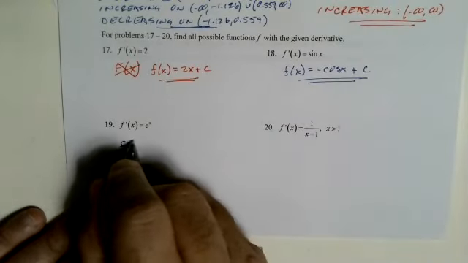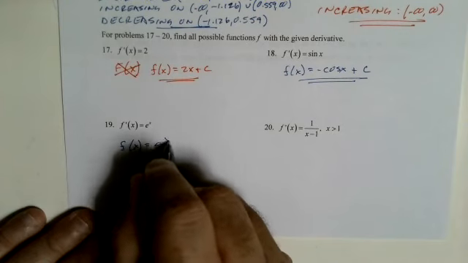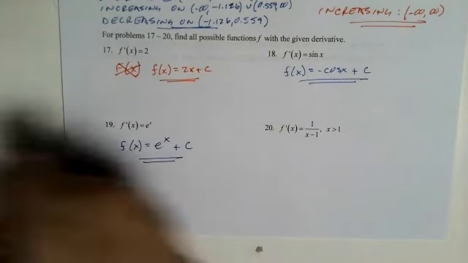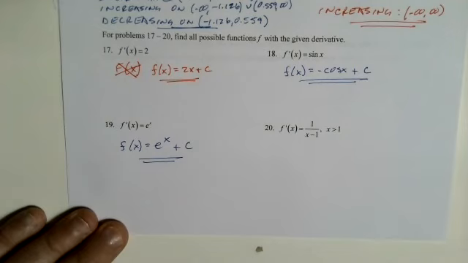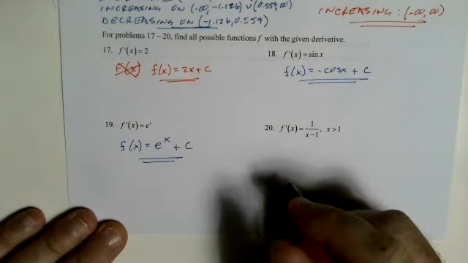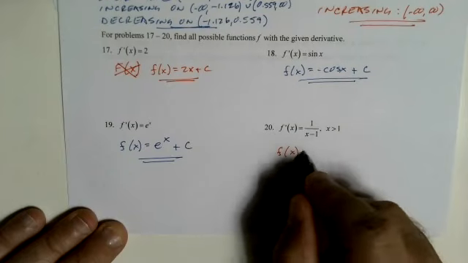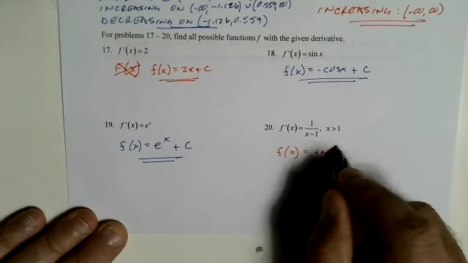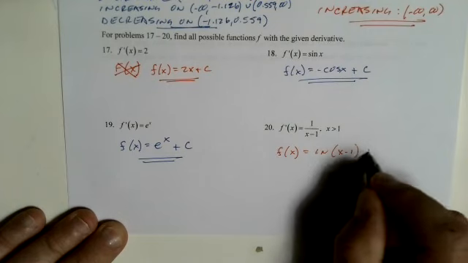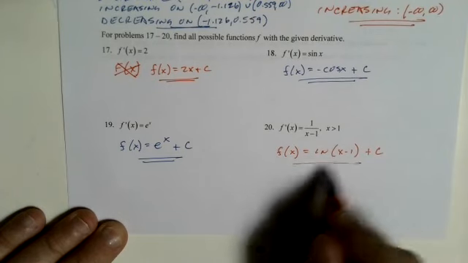Wow, I've been looking forward to these problems. F of x equals e to the x plus some c. Ooh, a little tricky. Although I think f of x, it's kind of a giveaway right there. Ln of x minus 1 plus some c, 1 over x minus 1, no chain rule.